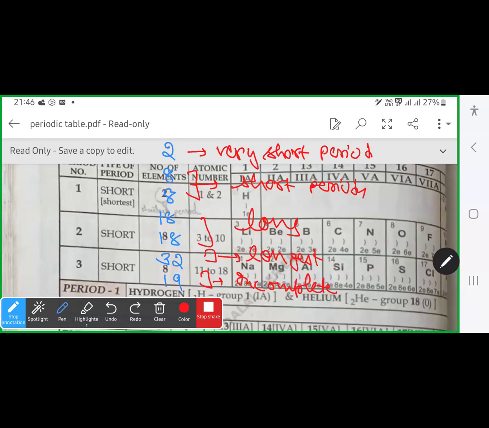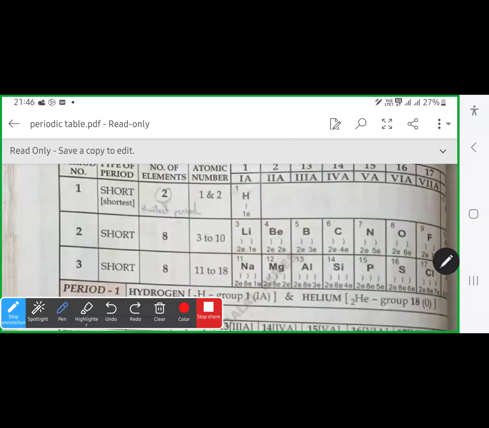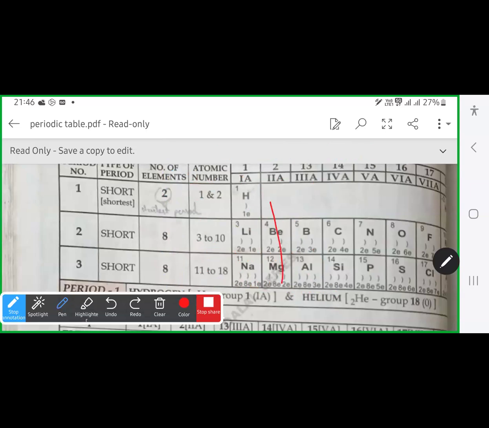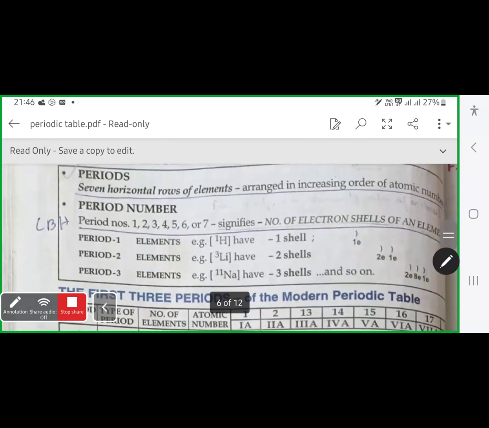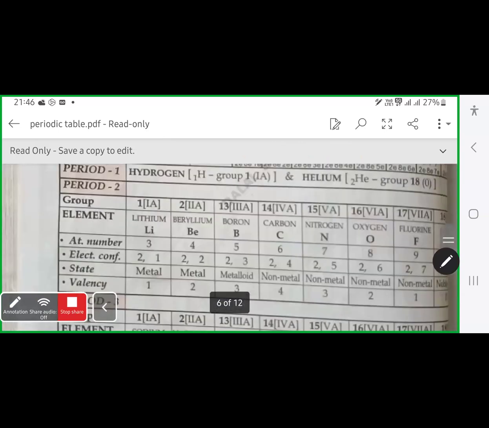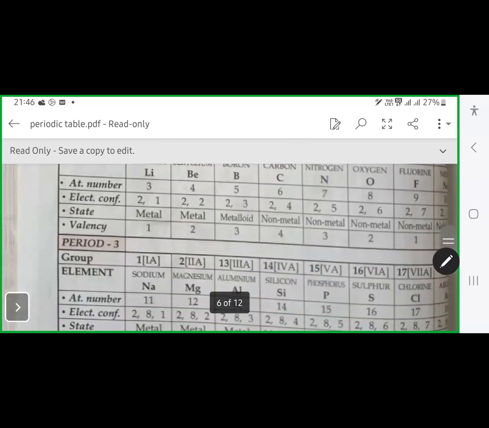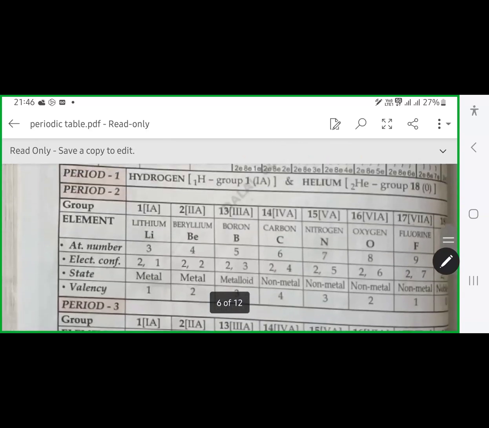Done. Okay. So they have given periods. So how can you give the configuration? Did you understand this or not? Yes, sir. For lithium, there are 3 electrons. So you fill two, one, two: 1s2, 2s1.